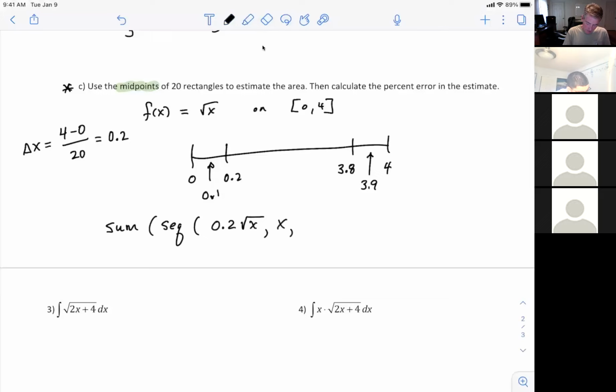And then tell the calculator that x is the variable. Start at 0.1 for the first interval. End at 3.9. And then each time we go over by delta x, which is 0.2.